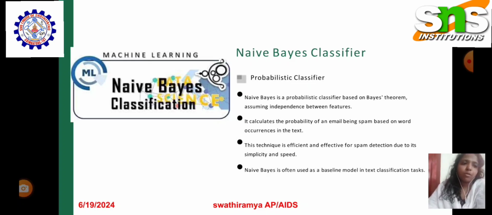Based on the probabilities, it will identify whether the email is spam or not. Based on the words given in that email, it will categorize it. This technique is efficient and effective for spam detection due to its simplicity and speed. Naive Bayes is often used as a baseline model in text classification tasks.